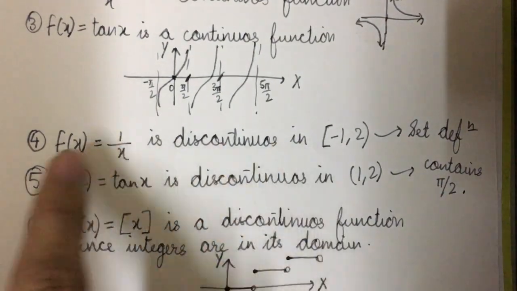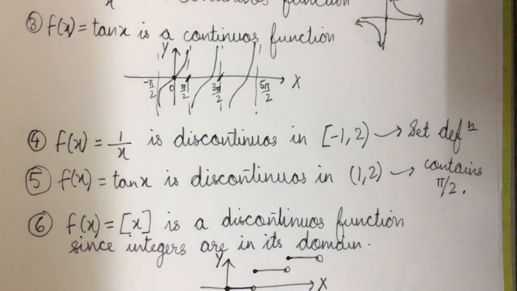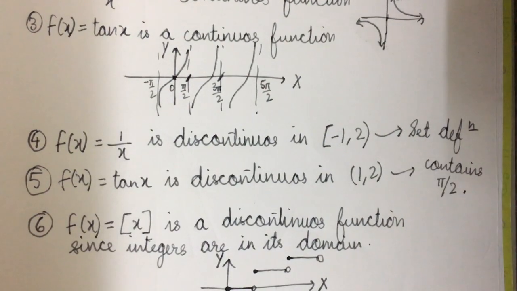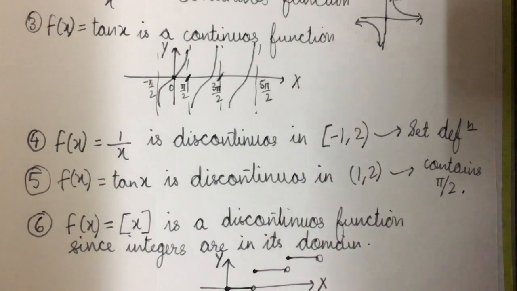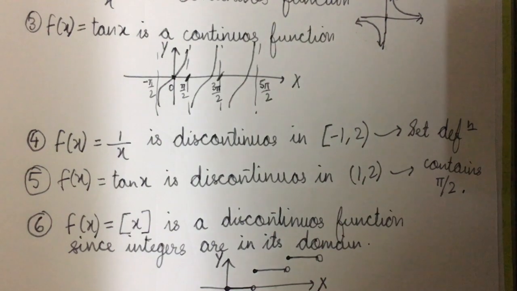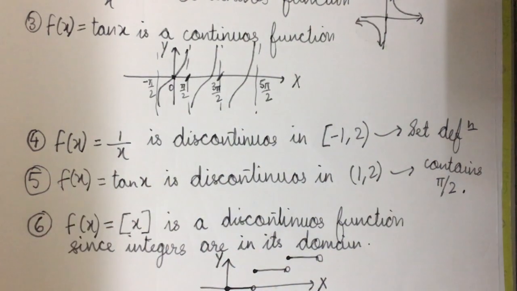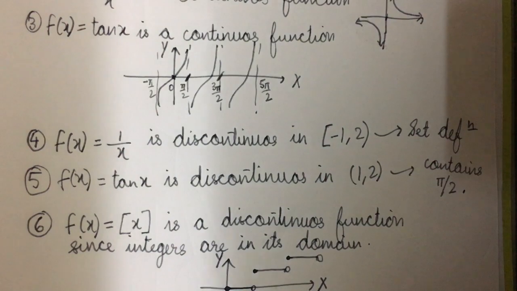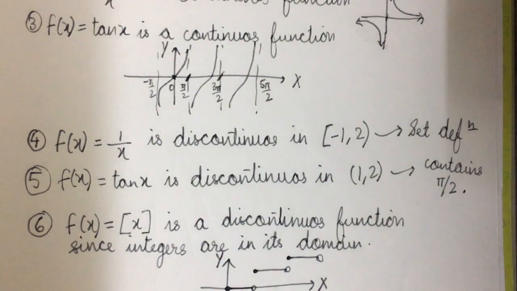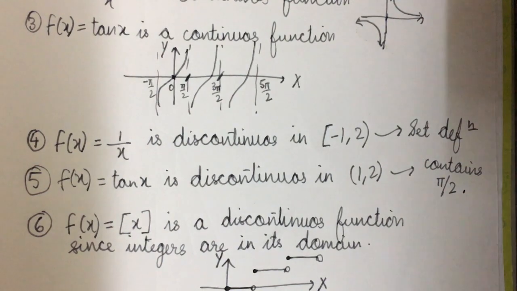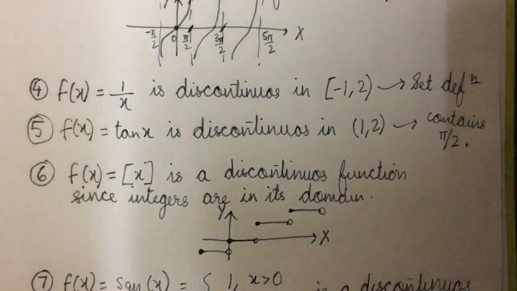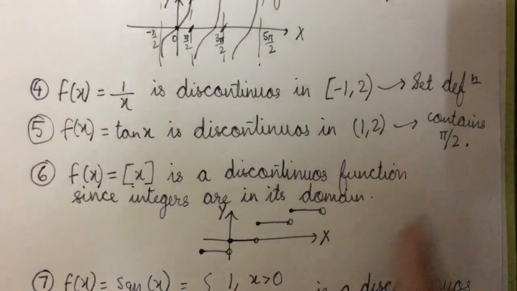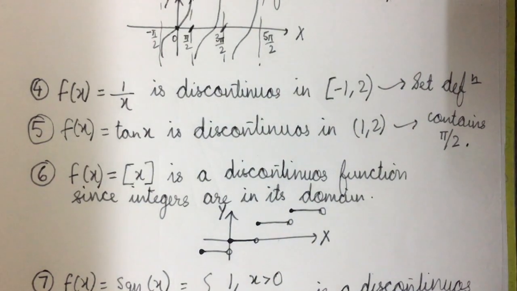But we say f(x) equals 1 by x is discontinuous in the interval minus 1 to 2 because of the set definition. Here we are defining continuity in a set. This set also contains the element 0, and f(x) equals 1 by x is discontinuous at that point. Since it is discontinuous at a single element of the set, we say that it is discontinuous on the entire set. Same goes for f(x) equals tan x in the interval 1 to 2, because that interval contains pi by 2.